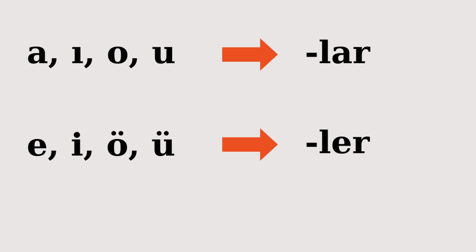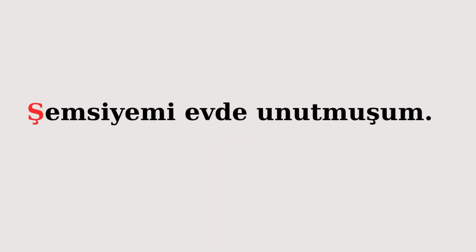Also, be careful that we use many suffixes in Turkish. Let's look at our first example. Şemsiyemi evde unutmuşum. This sentence literally means I have forgotten my umbrella at home. You know the words şemsiye and ev, which mean umbrella and home. As you can see, this sentence starts with the word şemsiye and its initial letter is written in capital.